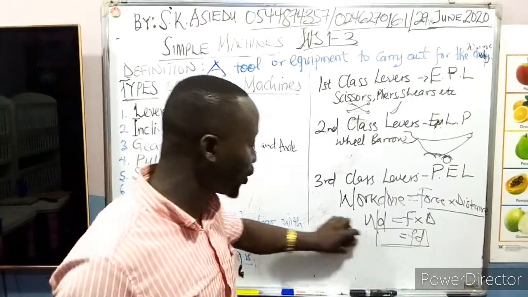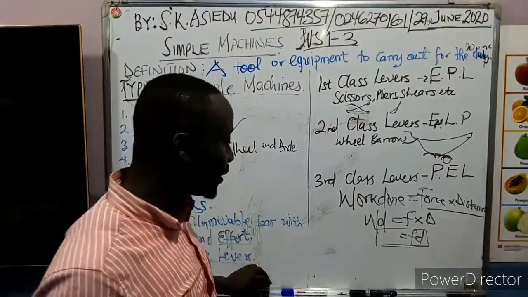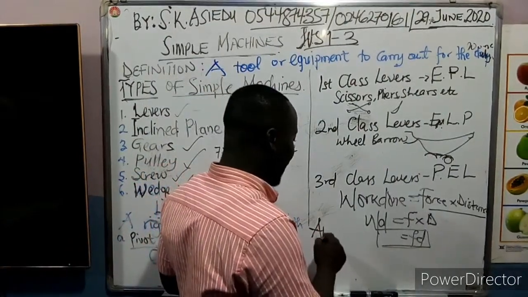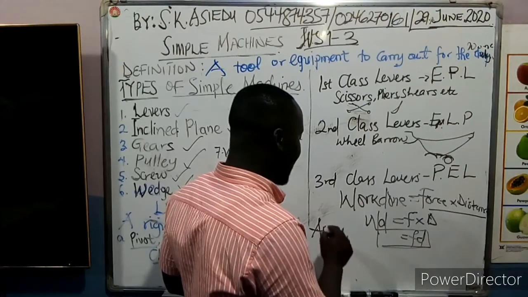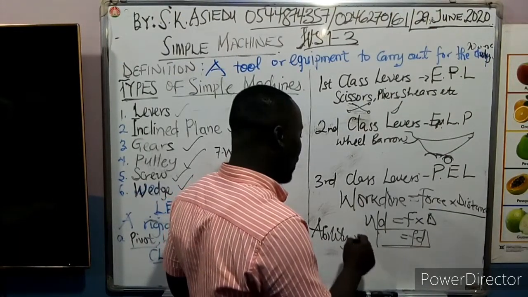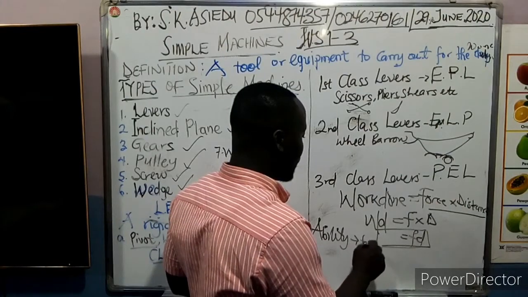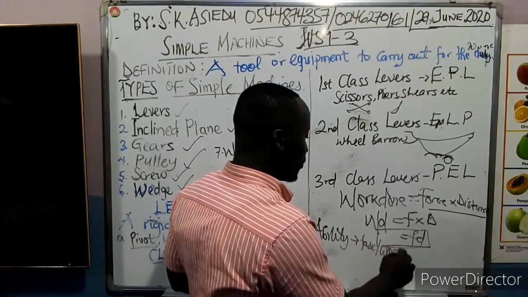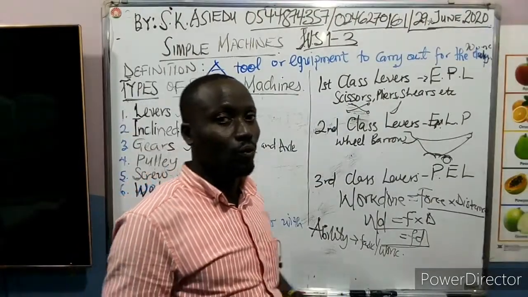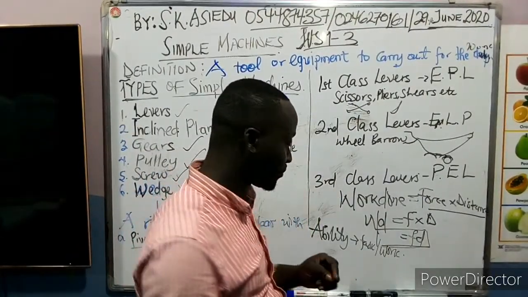How about energy? How do we define energy? Energy is simply the ability to perform work. If I have energy in me, I have the ability to do my work or perform my task. Ability to do work.